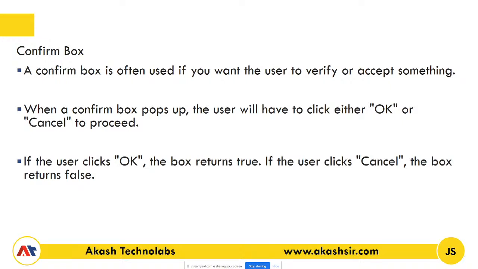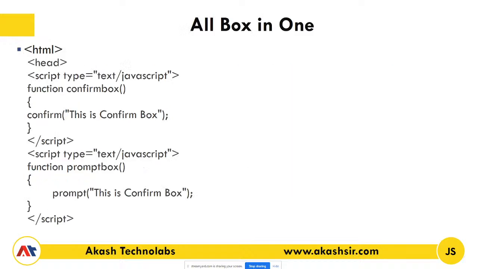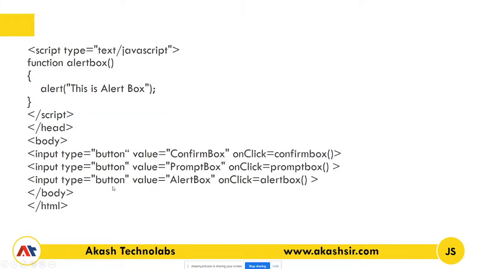So confirm box is used whenever you are deleting some record from your database. It will ask, are you sure you want to delete this record? Yes or no, right? So simply you can use this confirm box for OK and cancel. You can see this is a prompt, this is a confirm box, and this is a prompt box. For example, we have three different boxes over here. On click, you can see this is alert box.